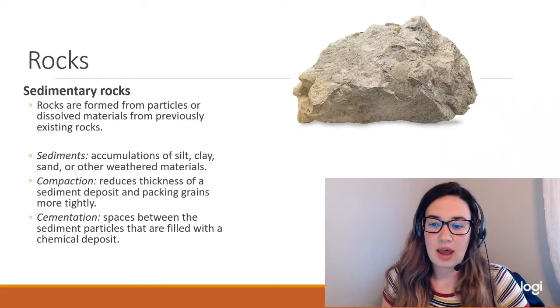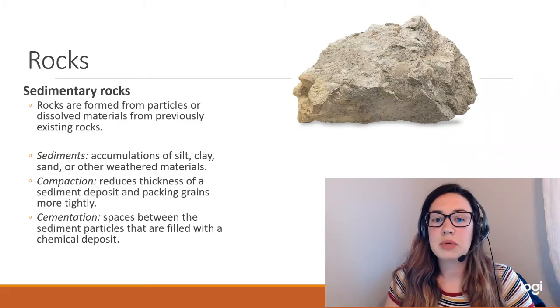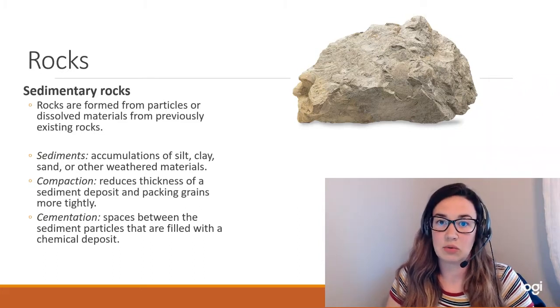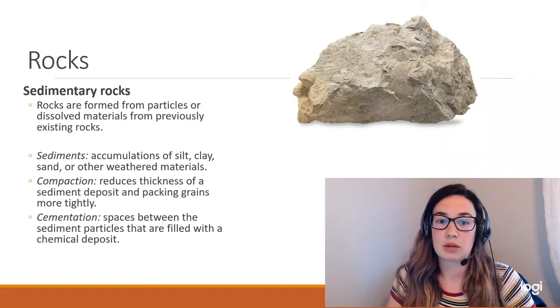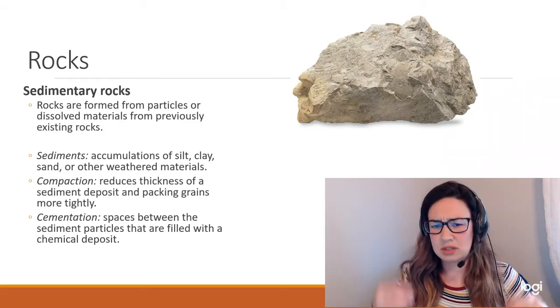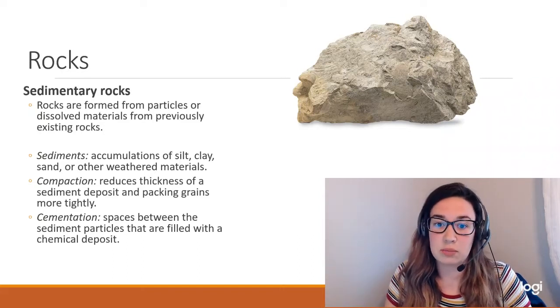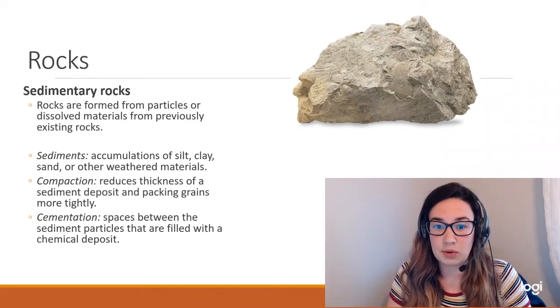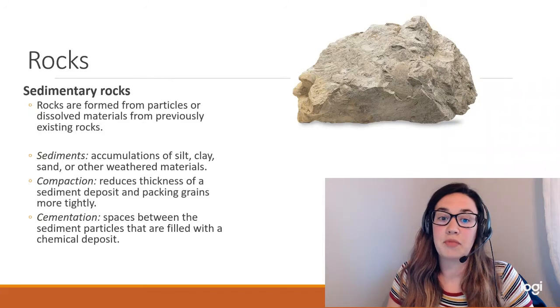All right, so we also have our sedimentary rocks. Our sedimentary rocks here are basically formed from particles or dissolved materials from previously existing rock. Sediment is the root of the word sedimentary. And so when you have sediment, that is what our sedimentary rocks are formed from. Sediment is basically an accumulation of either silt or clay or sand or any other really fine weathered materials that you might have. So small particles that have been weathered down over time and form sediment eventually can form sedimentary rock.